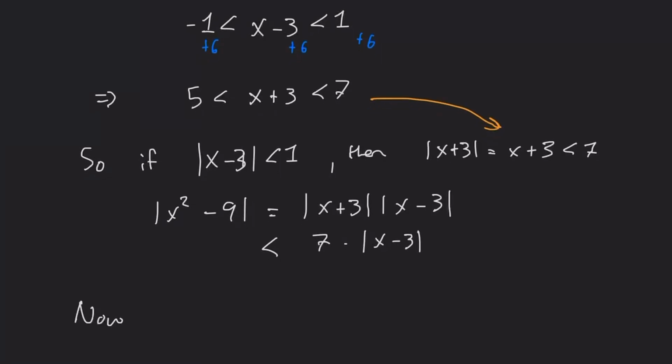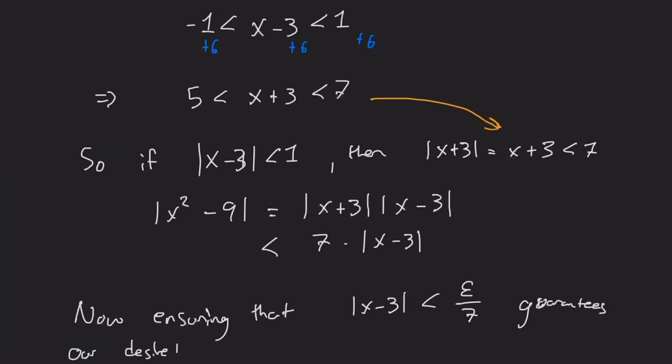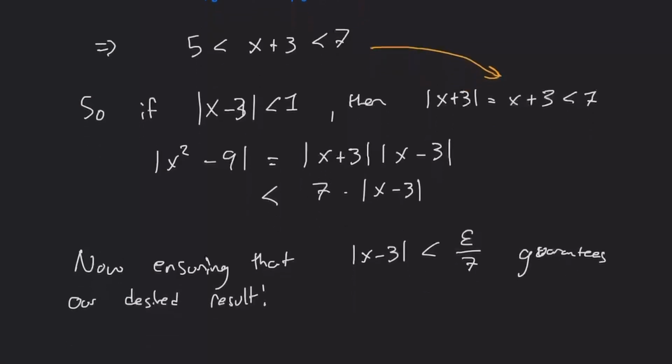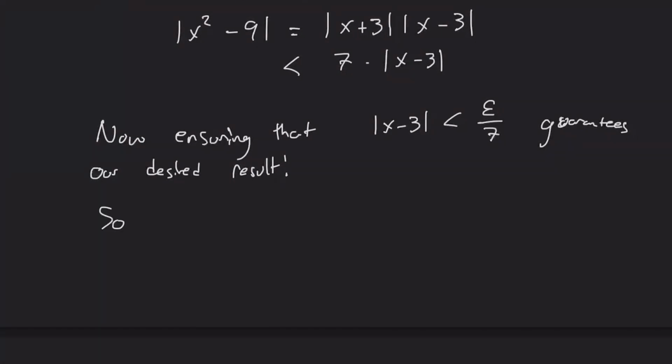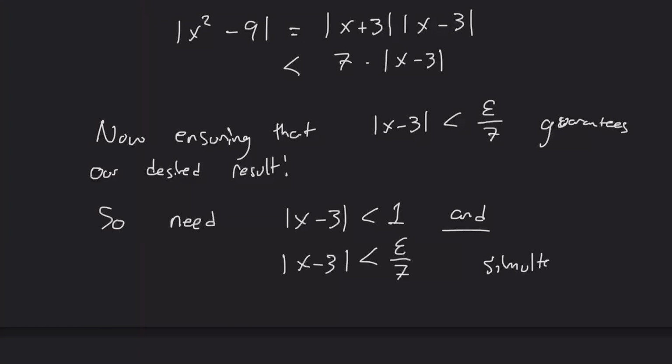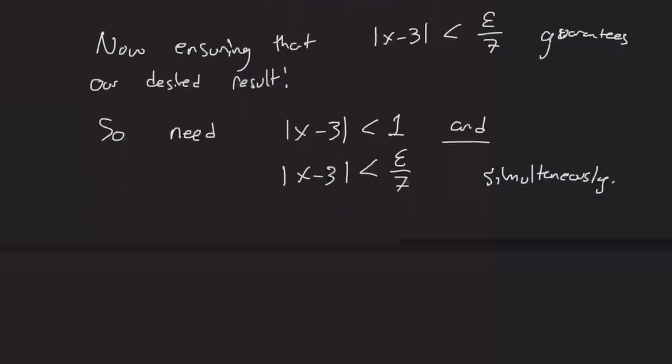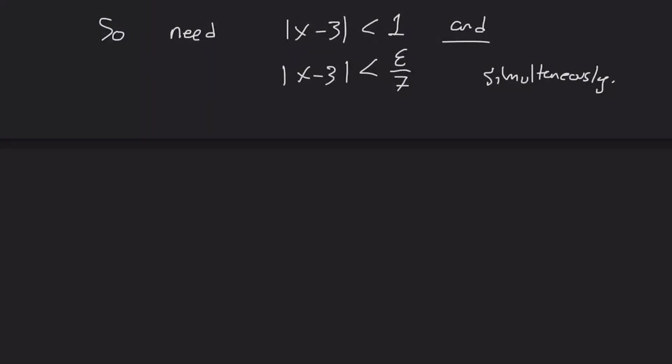Okay, now it seems like we're making progress. So if we can just ensure that x minus 3 in absolute values is also less than epsilon over 7, then that guarantees us our results. So in other words, we need that the absolute value of x minus 3 be less than 1 and the absolute value of x minus 3 be less than epsilon over 7 simultaneously. We needed to have them both at the same time to get both of those inequalities.